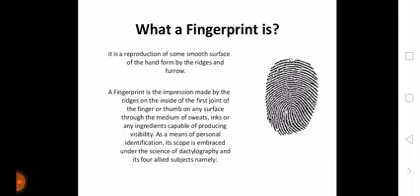So first, what a fingerprint is. A fingerprint is a reproduction of some smooth surface of the hand formed by the ridges and furrow. A fingerprint is the impression made by the ridges on the inside of the first joint of the finger or thumb on any surface through the medium of sweats, inks, or any ingredients capable of producing visibility. As a means of personal identification, its scope is embraced under the science of dactylography and its four allied subjects, namely.